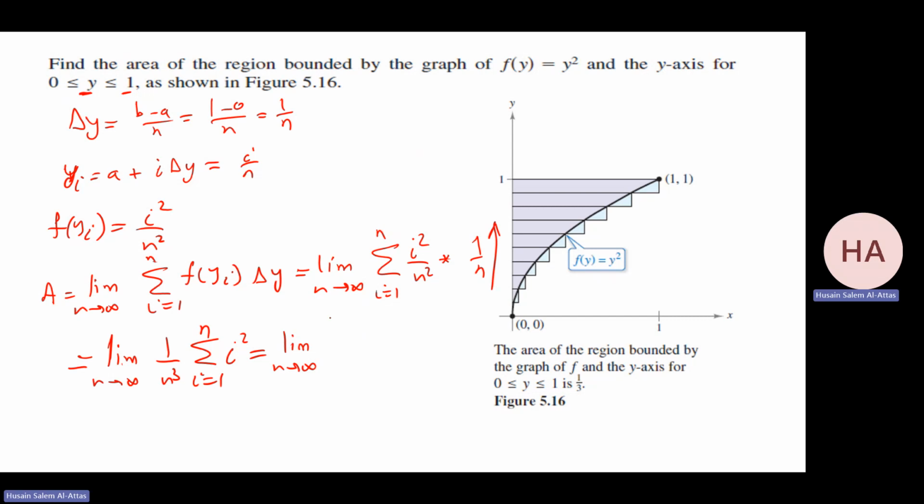What is that limit? You have 1 over n cubed, and this is the formula, n times n plus 1 times 2n plus 1 over 6. Think about this limit. What is the highest coefficient here? It is 2, the leading coefficient, and the leading coefficient is 6 in the denominator. So the answer is 1 over 3, which is the correct answer.